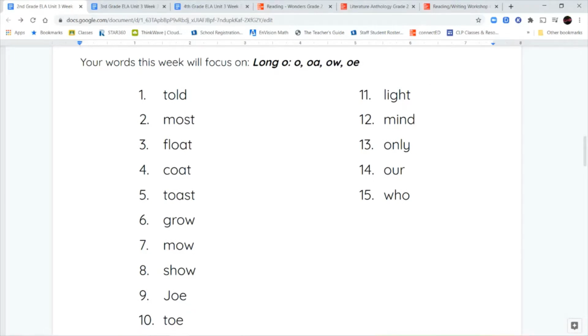Our spelling words will be the words told, most, float, coast, toast, grow, mow, show, Joe, toe, light, mind, only, hour, and who.